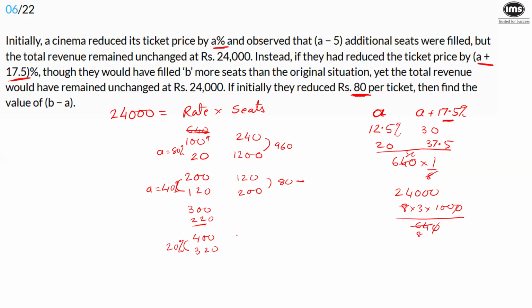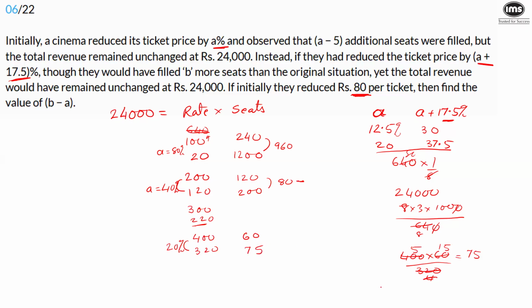So if the ticket is 400, the number of seats at that time would be 24,000 divided by 400, which would be 60 seats. And when there is 320 rate, what would be the number of seats? Let's not use 24,000. Let's use 400 into 60 by 320. So it's 80 into 5, 80 into 4, 4 into 15 is 60, and we have 75 seats.